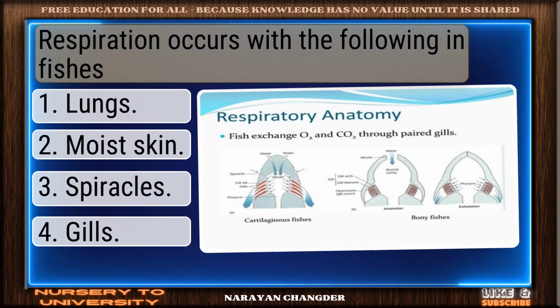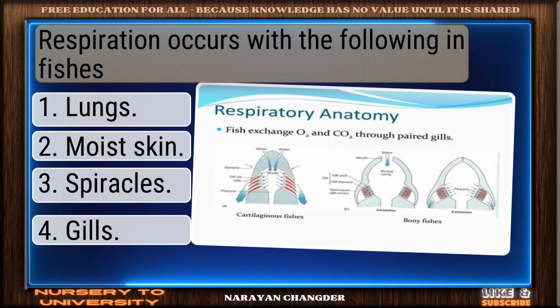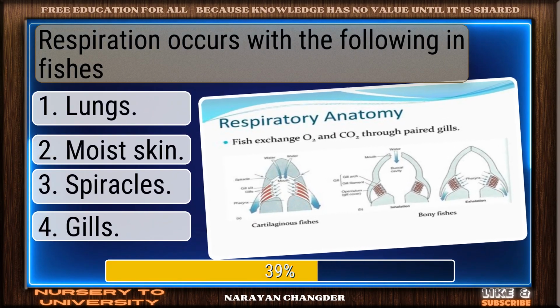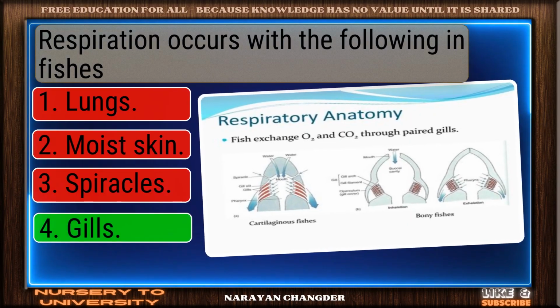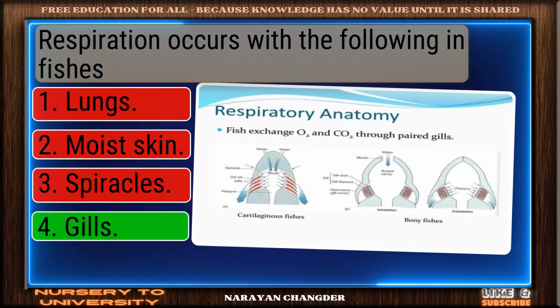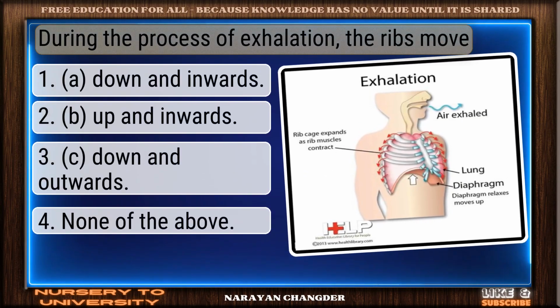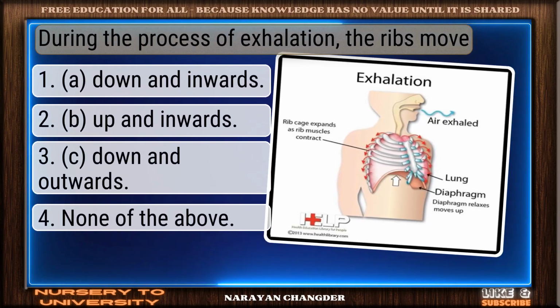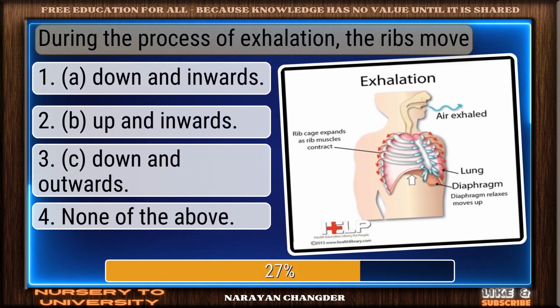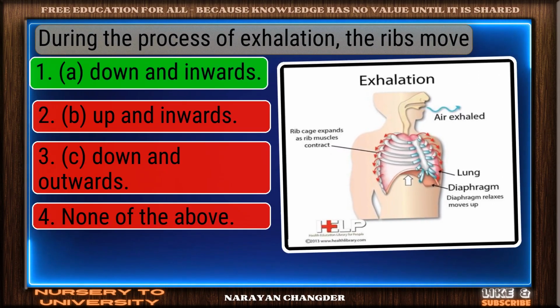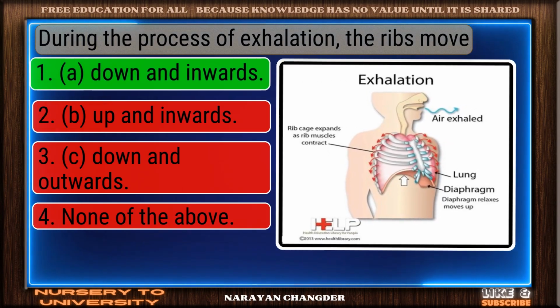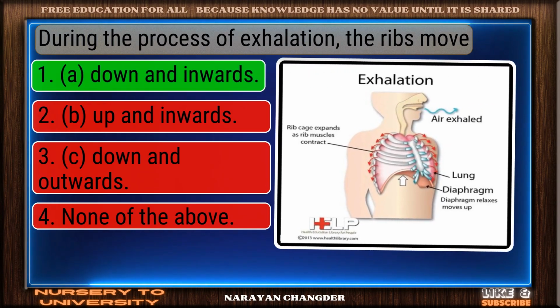Question number 24. Respiration occurs with the following in fishes. Bravo. Gills is the answer. Question number 25. During the process of exhalation, the ribs move. Excellent. Down and inwards is a brilliant choice.